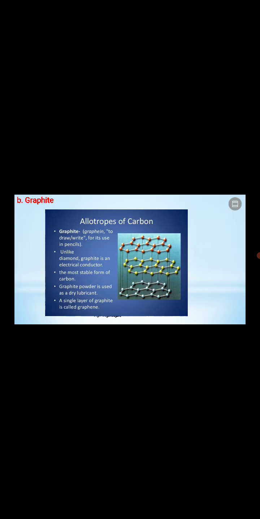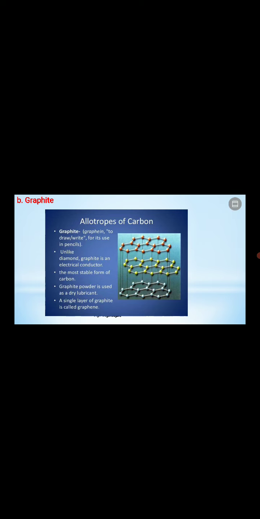Graphite cleaves easily between the layers, hence it is very soft and slippery. Therefore, it is a very good dry lubricant. The electrons in graphite are delocalized over the whole sheet due to the presence of mobile electrons. Graphite is a good conductor of electricity. So the important properties of graphite: it is a soft and slippery solid, and it is a good conductor of electricity.